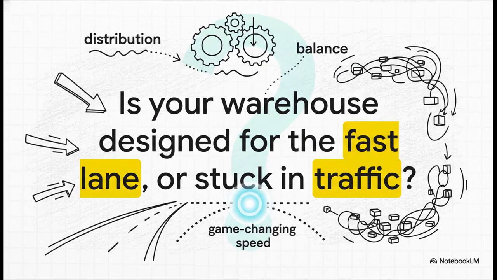So as you go back to your own systems, you've got to ask yourself this question. Are you making the database do unnecessary work, moving data all over the place? Is your warehouse really designed for the fast lane, or is it kind of stuck in traffic? Because mastering this balance of distribution and locality, that is your key to unlocking incredible, game-changing speed.